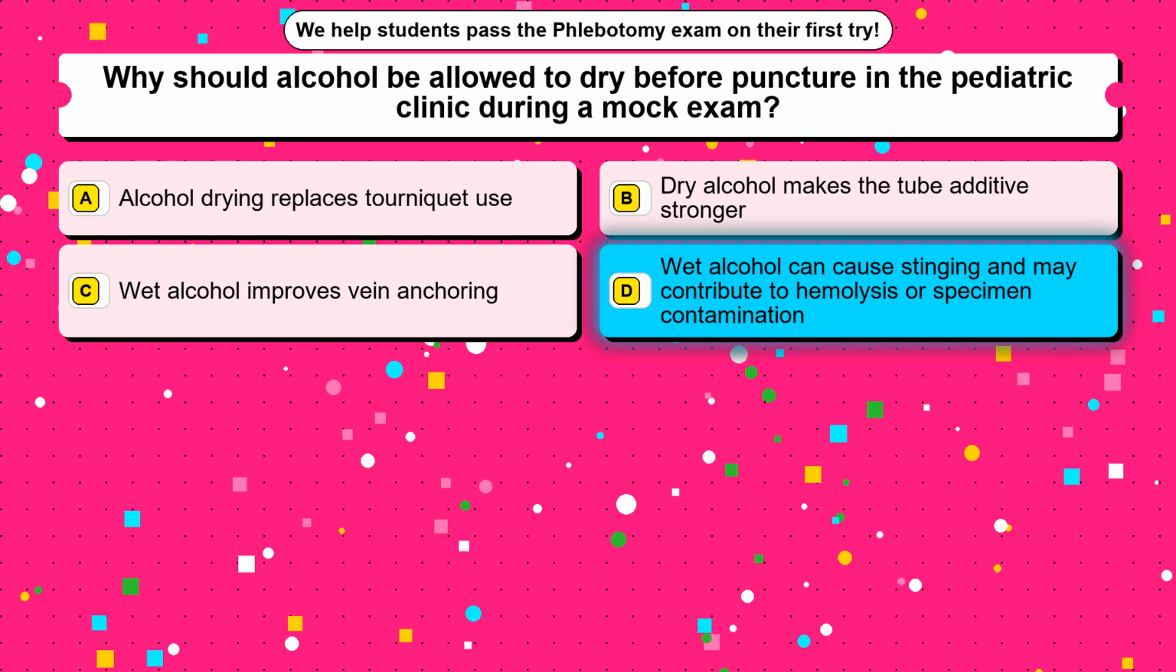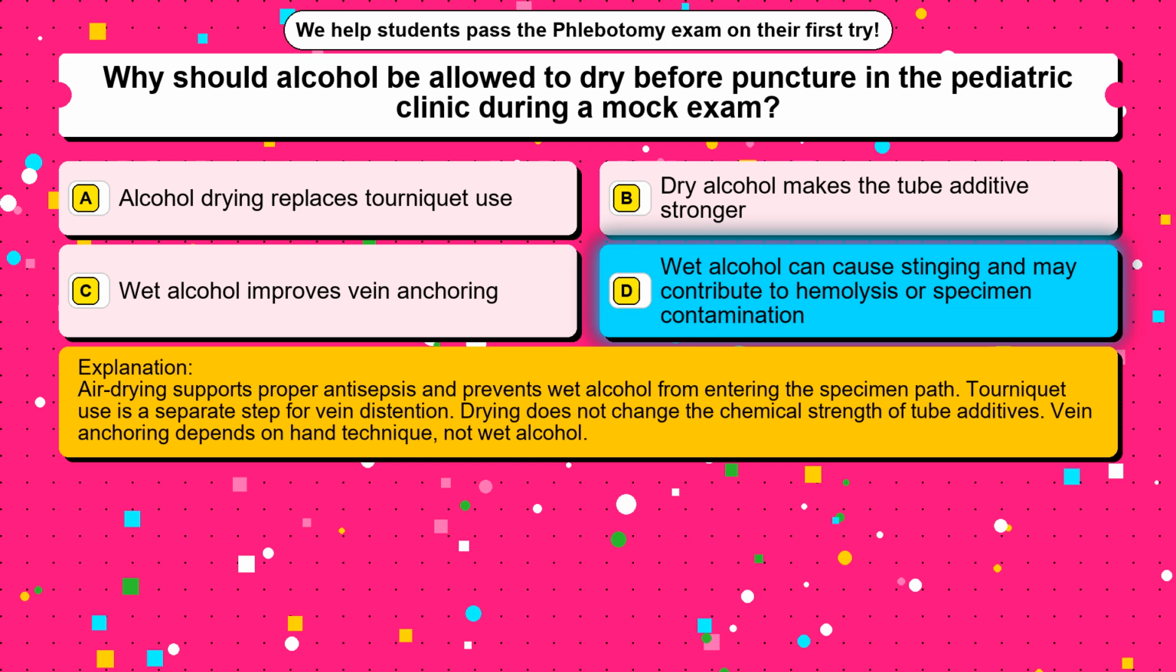The correct answer is option D. Wet alcohol can cause stinging and may contribute to hemolysis or specimen contamination. Air drying supports proper antisepsis and prevents wet alcohol from entering the specimen path. Tourniquet use is a separate step for vein distension. Drying does not change the chemical strength of tube additives. Vein anchoring depends on hand technique, not wet alcohol.